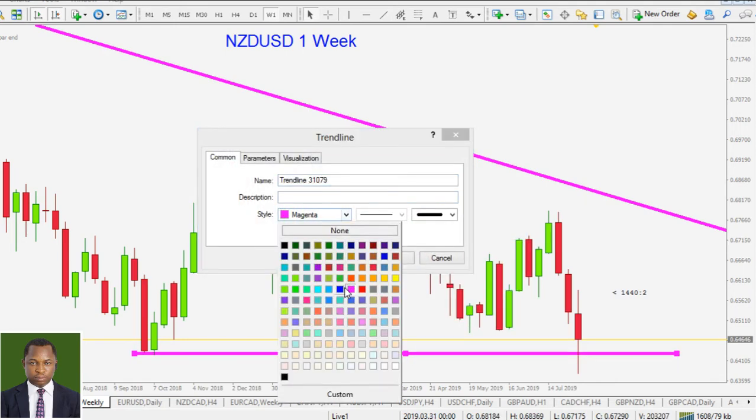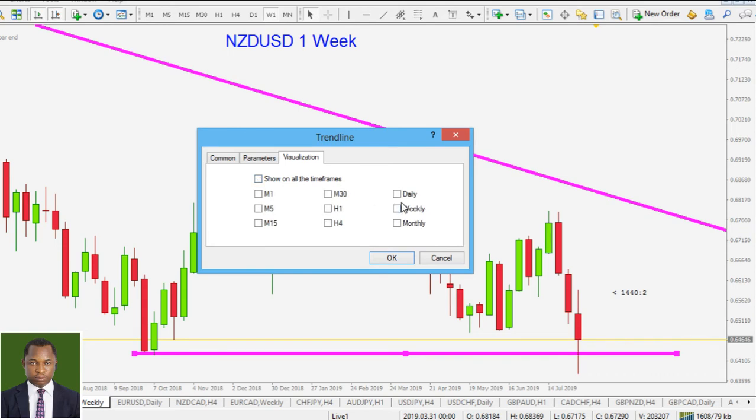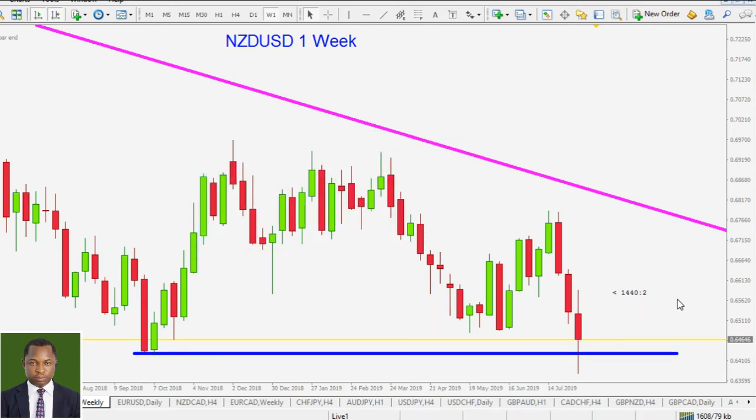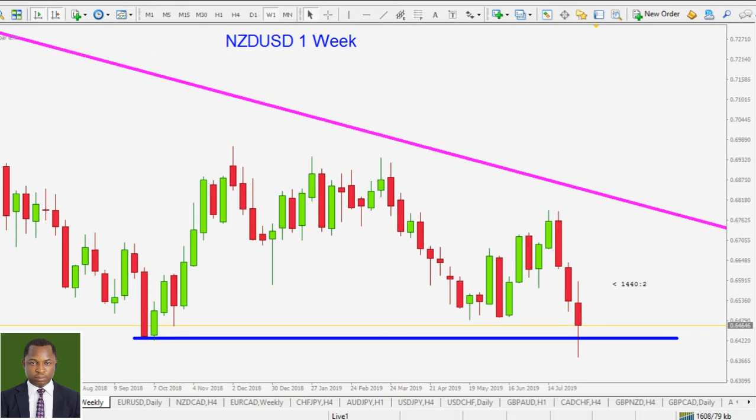Okay, change it to blue. Just keep it within the weekly time frame. All right, so you can actually see right now the price is trading around a level of support, and you really do not want to hit on your sell button against that level of support.